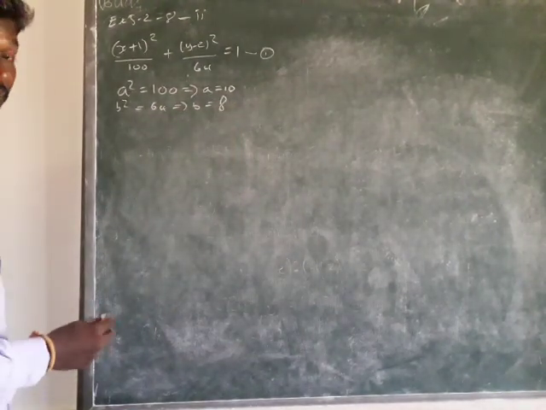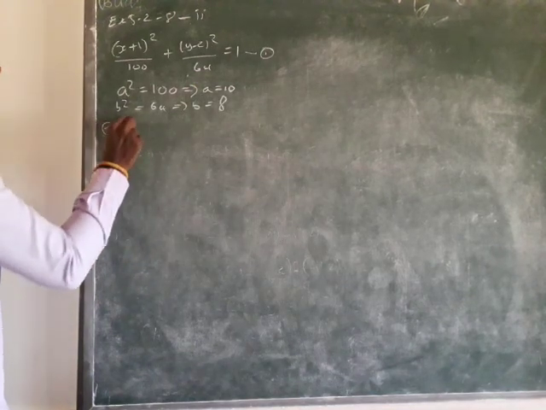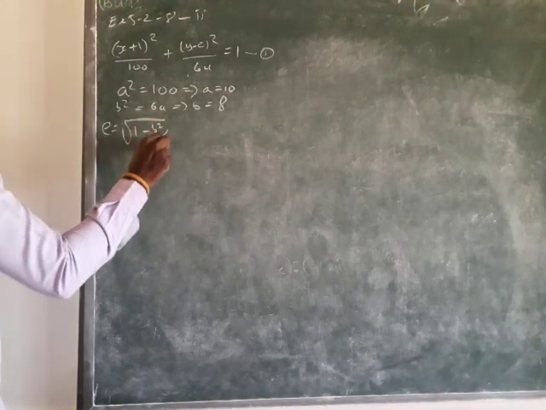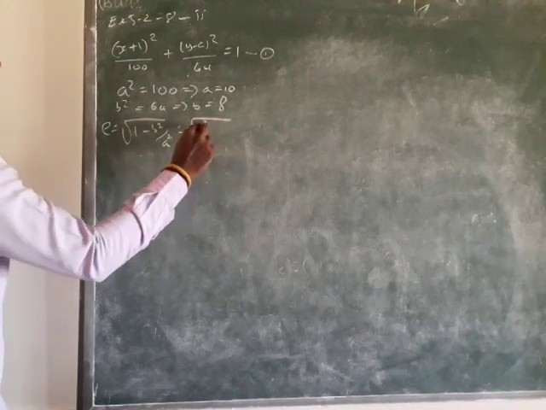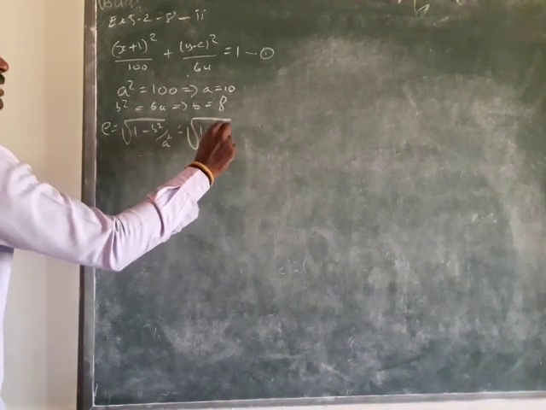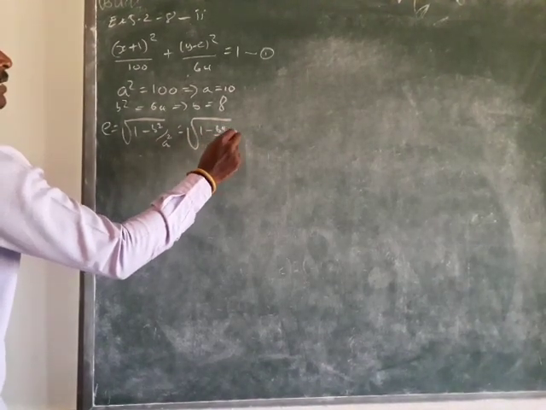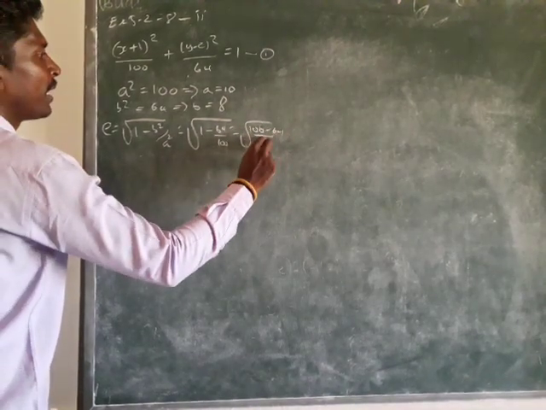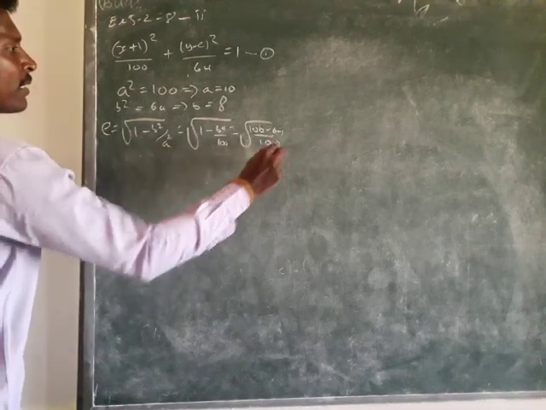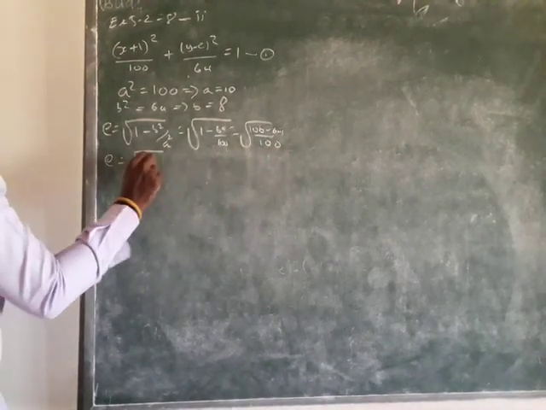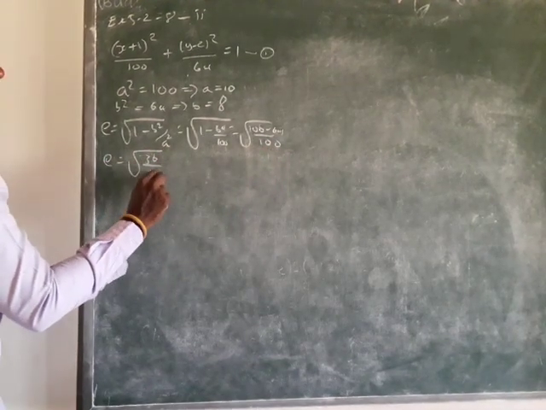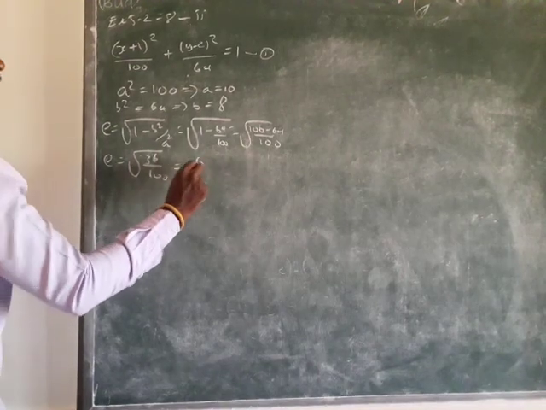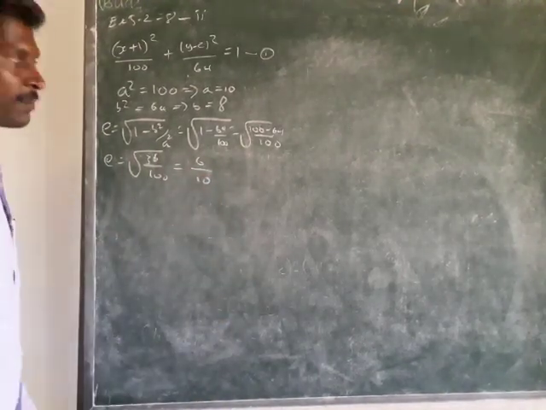Then you have to find the e value. e equals the square root of 1 minus b square by a square. So the square root of 1 minus 64 by 100. If you cross multiply, it becomes 100 minus 64 by 100. Then e equals the square root of 36 by 100, which becomes 6 by 10. So e equals 6 by 10.